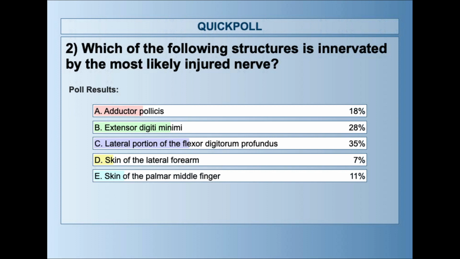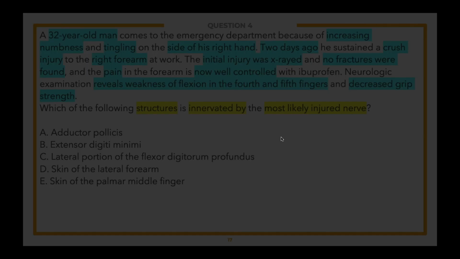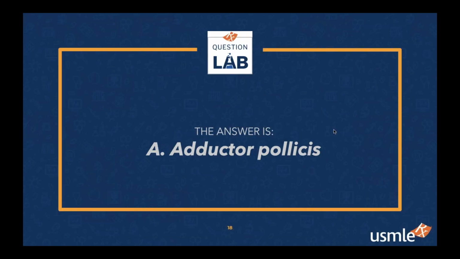35% of you selected lateral portion of the flexor digitorum profundus. And in second place with 28%, we had extensor digiti minimi. So let's take a look and see what the correct answer is. And the correct answer is A, adductor pollicis. And with that, I'll hand it off to Paras.